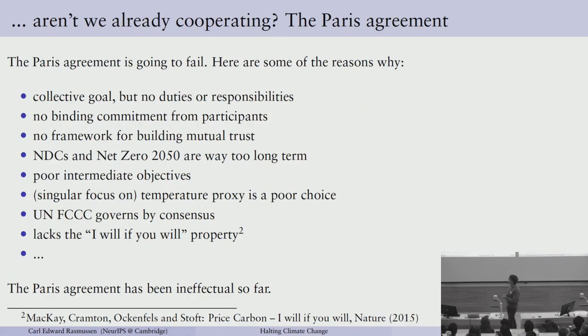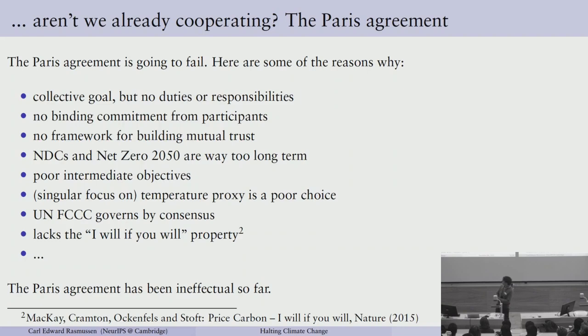But we've already got the Paris Agreement, right? Why aren't we already cooperating? I want to argue here that actually the Paris Agreement has a lot of really bad properties that go totally against the things that are necessary to support cooperation. I think the Paris Agreement is going to fail, and what I mean exactly by that is that we won't manage the 1.5 degrees, for example, which is one of its main objectives.